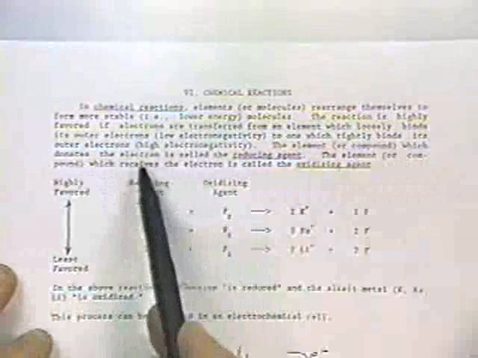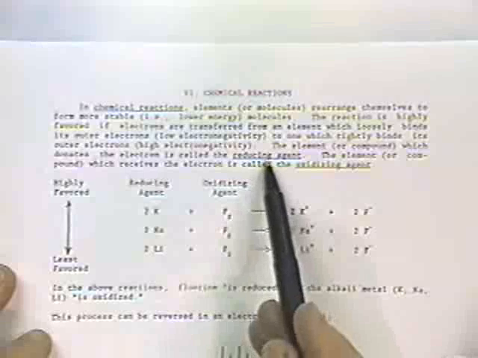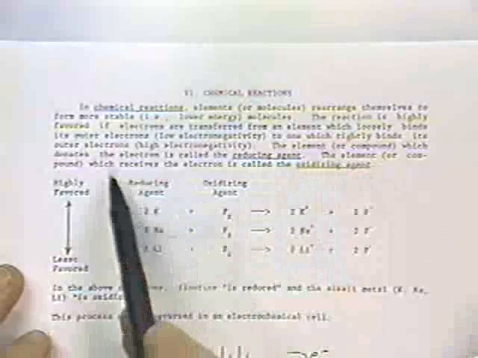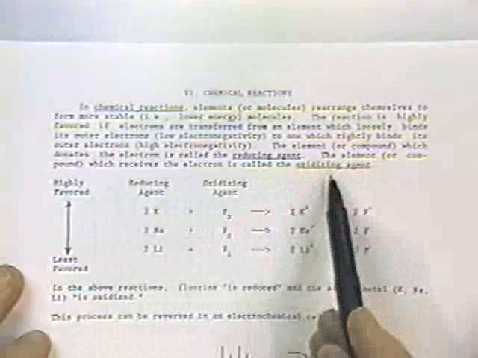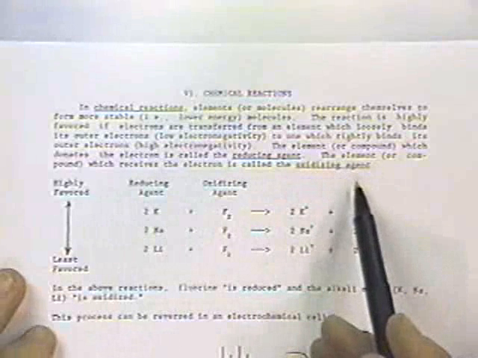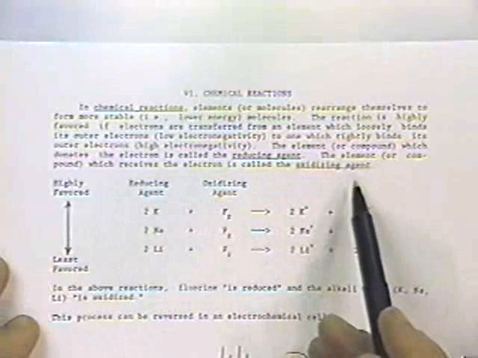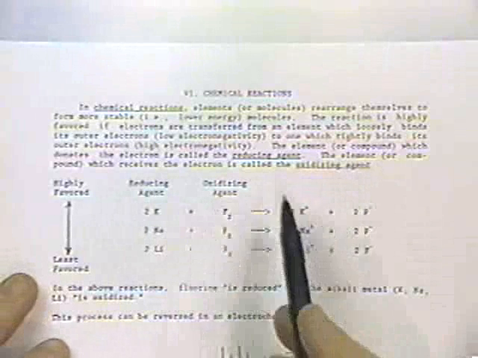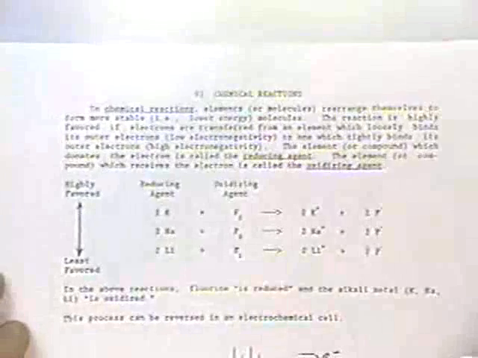The element or compound that donates the electron is called a reducing agent, and the element or compound that receives the electron is called the oxidizing agent. And I've got to say that this is perhaps one of the most complicated or confusing aspects of chemistry. These words get very, very confused. So let me do my best to explain this to you.